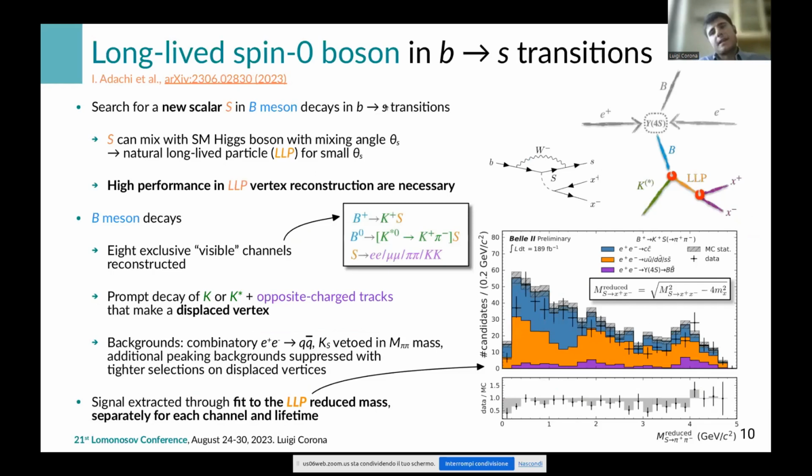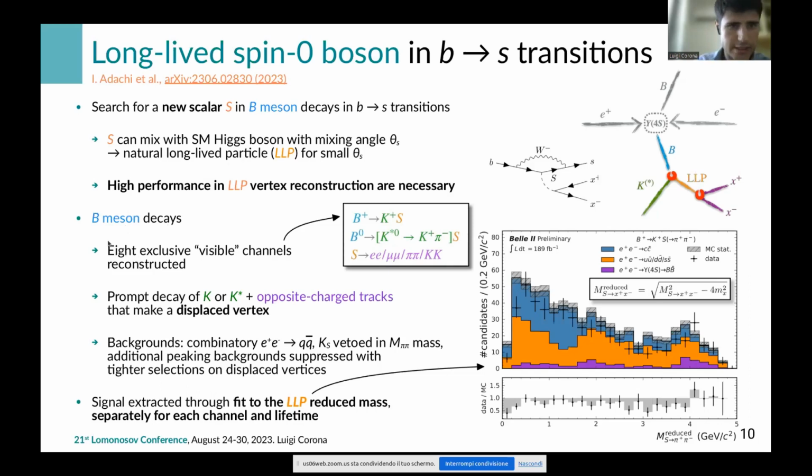Now let's change a bit the kind of process. So this is the search for a long-lived spin-zero boson in B to S transitions. This is a long-lived particle that can mix with the standard model Higgs boson with mixing angle theta s, and it is a natural long-lived particle for small values of theta s. And here, some high performance in long-lived particle vertex reconstruction is necessary.